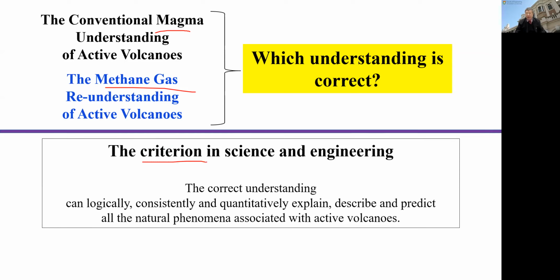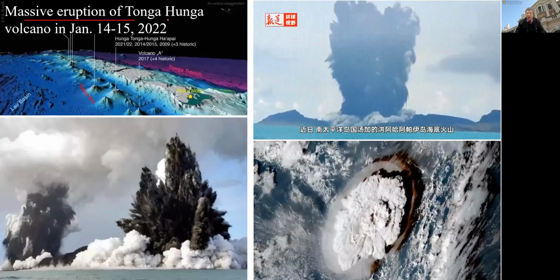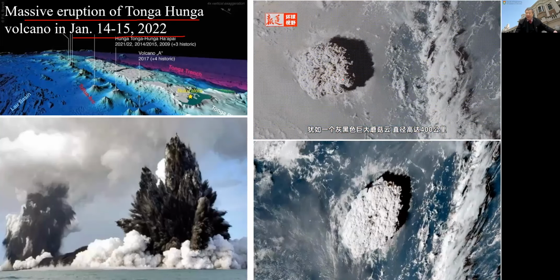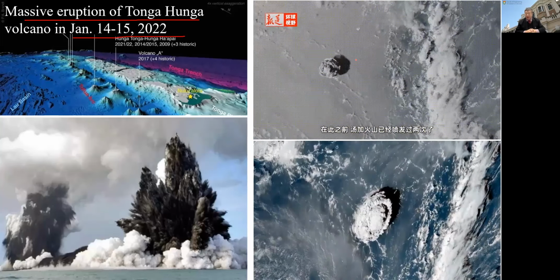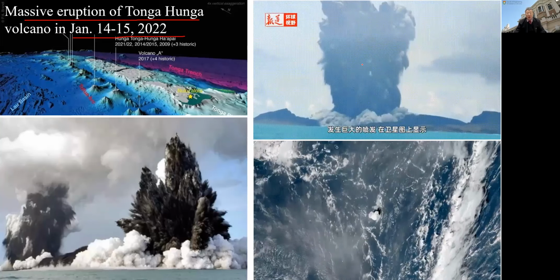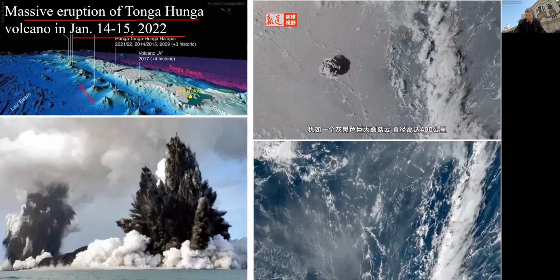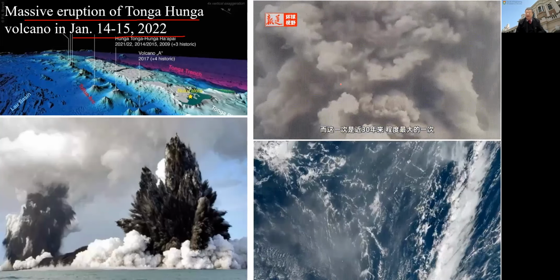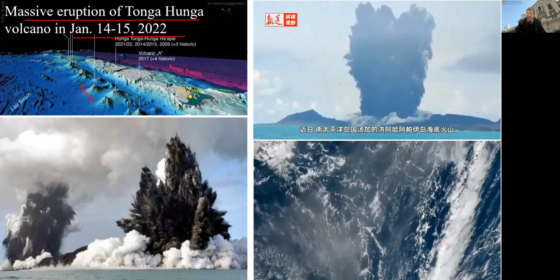My belief is that the criterion in science and engineering is that the correct understanding can logically, consistently, and quantitatively explain, describe, and predict all the natural phenomena associated with active volcanoes. That's the massive eruption of the Tonga Hunga volcano on January 14 and 15, 2022. You can see this massive gas with ash coming out from the volcano chamber, causing the tsunami and atmospheric change. That's very high pressurized gas with ash. The gas is so much, and it comes out from the deep ground.